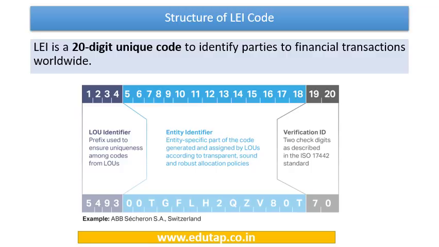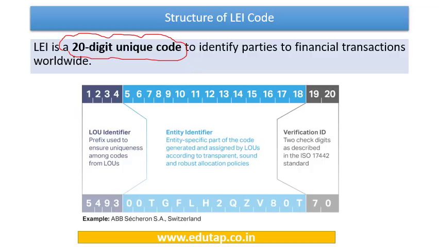So if we take a look at the structure of this particular LEI code, then the most important thing we have to remember is that it's a 20-digit unique code. So it's going to be a 20-digit code. And further, in this particular code, there are going to be alphabets as well as numerals. So this is an alphanumeric code.